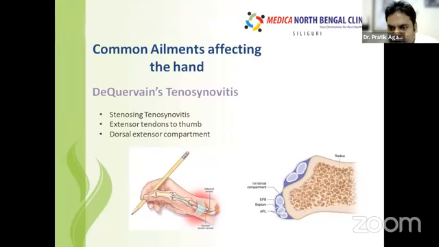You can see this diagram on the right. This is the radius bone, and these are the extensor compartments. We have 6 such compartments, but since this condition involves only compartments 1 and 2, the diagram shows only 3 compartments. The tendons in these 2 compartments have a sheath, which gets inflamed and causes pain in the movement of the thumb.